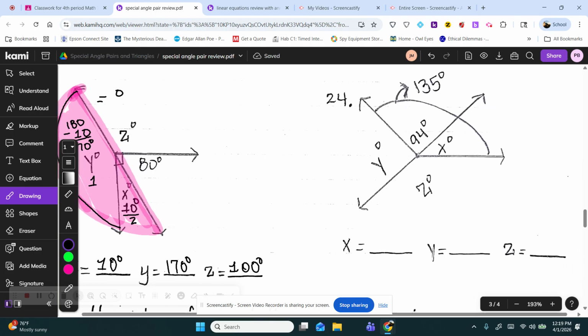Okay, let's take a look at 24. Here's a line.